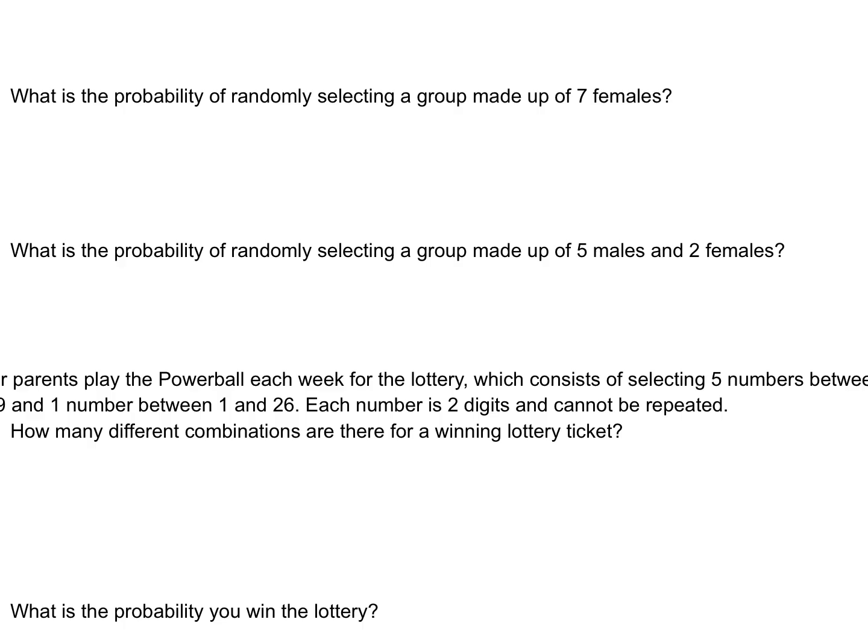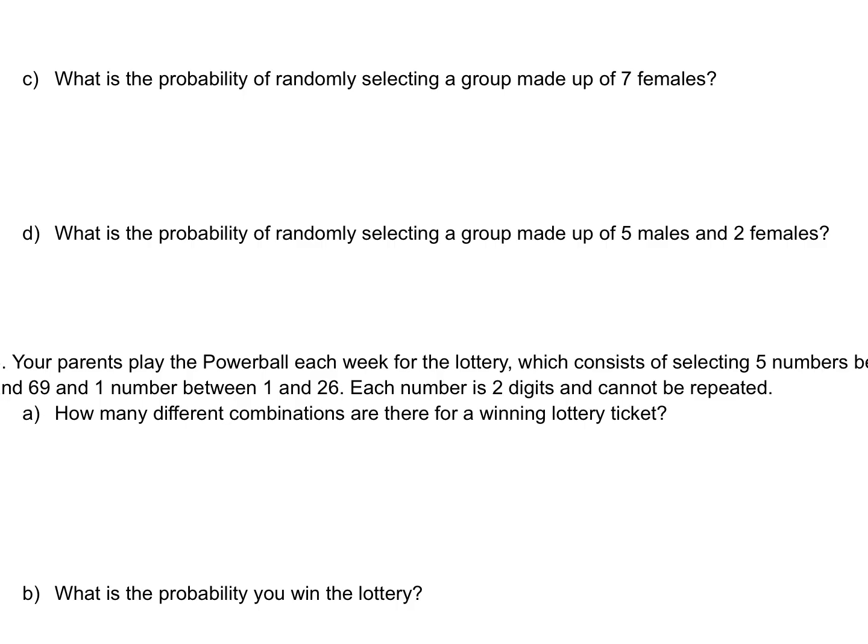Next, we are doing a group of 7 females. So all of the members of the group are female, no males. So our numerator is just 10 choose 7. And then our denominator is still 16 choose 7. So our numerator, we just get 120 over 11,440, which is 0.0105.